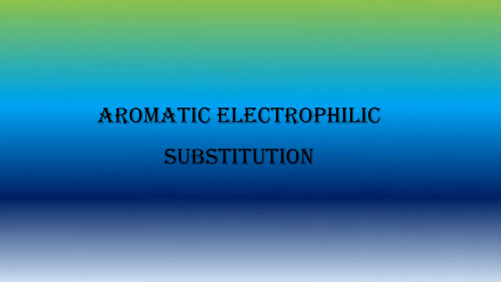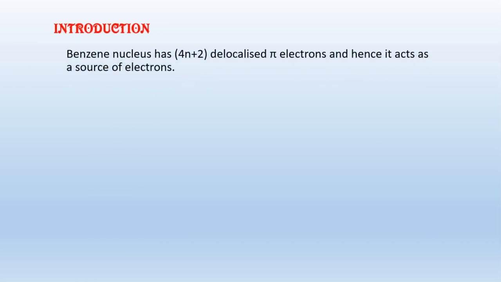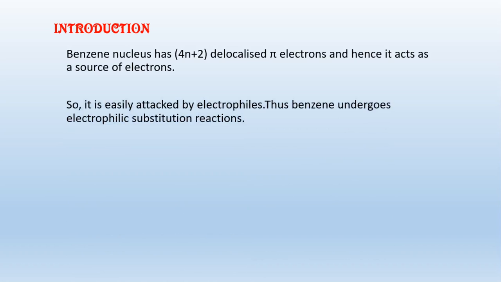Good morning to all. Let us consider aromatic electrophilic substitution today. Now, when we consider the benzene ring, it is a source of pi electrons. So, to study aromatic electrophilic substitution reaction, let us consider the simplest example, benzene. As it is the source of pi electrons, it can easily be attacked by electrophiles.